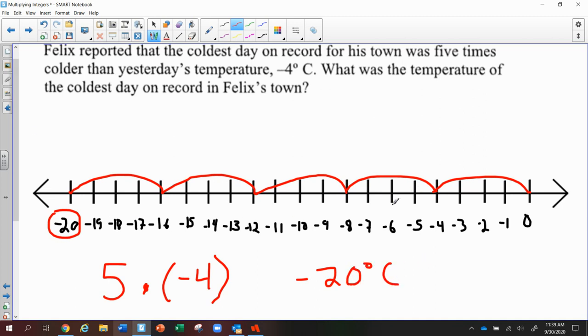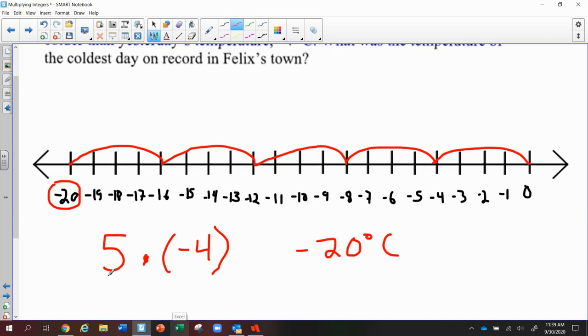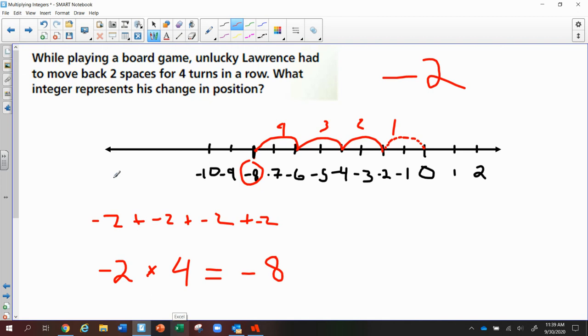Now, hopefully you're realizing that, oh, wait, it's just the same multiplication, right? 5 times 4 is 20, but we're just on the negative side. Hopefully you saw that last time. 2 times 4 is 8, but we're just at -8. So our multiplication facts aren't changing.